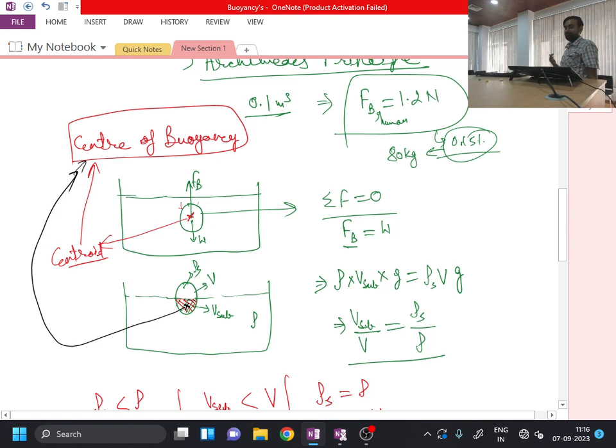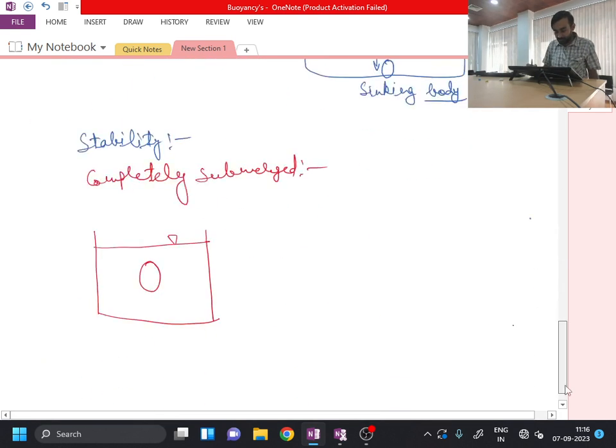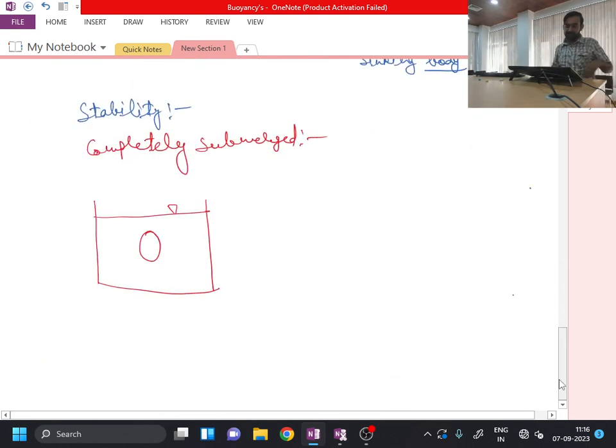Whenever we talk about the stability of a body, the center of buoyancy has a strong role to play. So now let us discuss a completely submerged body, and let's consider that this particular body is of homogeneous density. Homogeneous density means at each and every location the value of density is the same. So if this body is of homogeneous density, can you tell me where its center of gravity will lie?